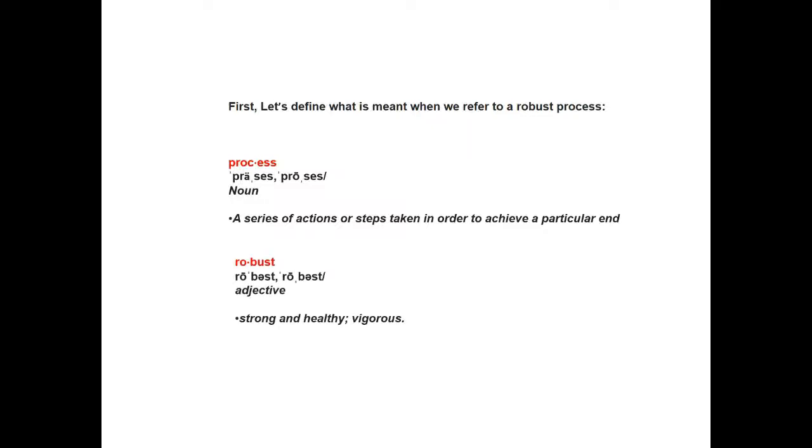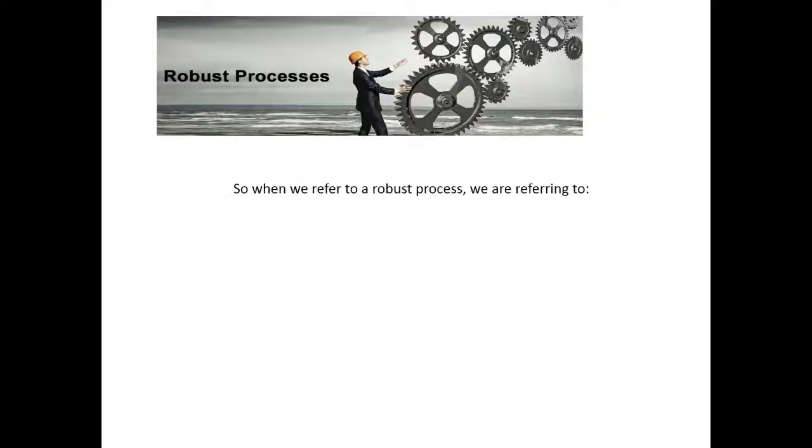So first, let's go ahead and define what is meant when we refer to a robust process. A process is a series of actions or steps taken in order to achieve a particular end. Then robust is strong and healthy or vigorous. So when we refer to a robust process, we're referring to a series of actions that lead to a strong and healthy production event.